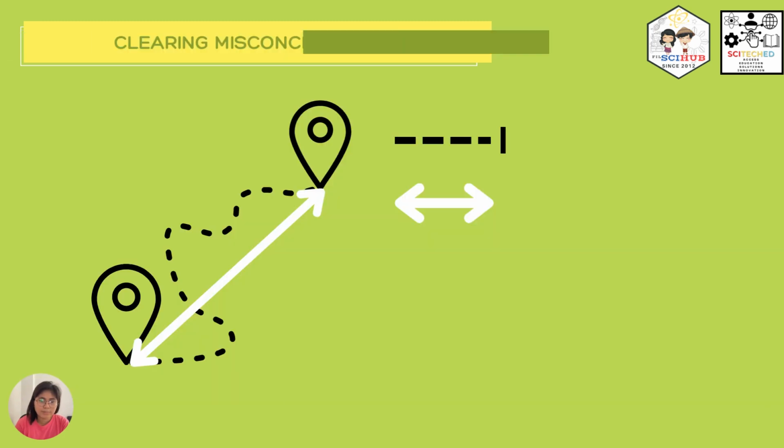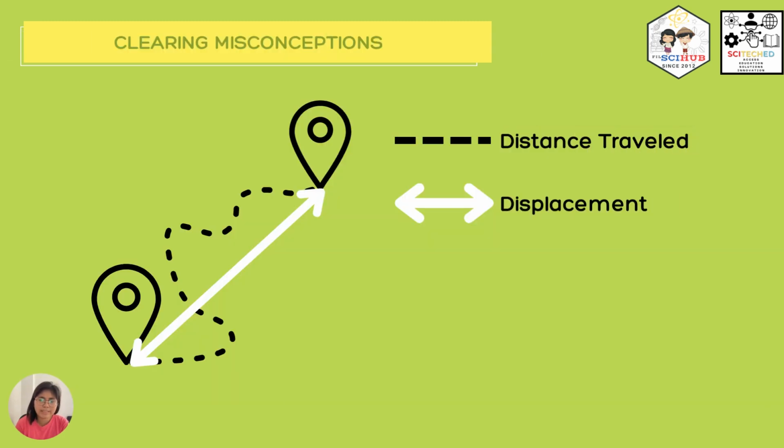All right, next would be about distance traveled and displacement or distance. So when we say distance traveled, again, this takes note of every length of path that you took to go from position A to position B.